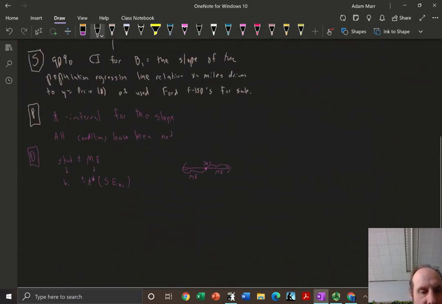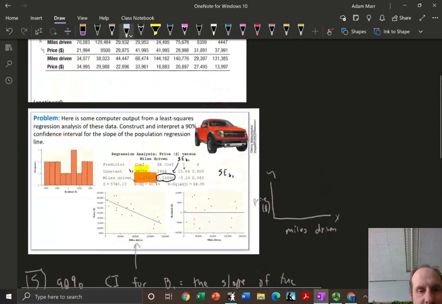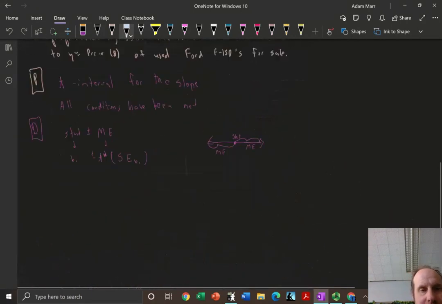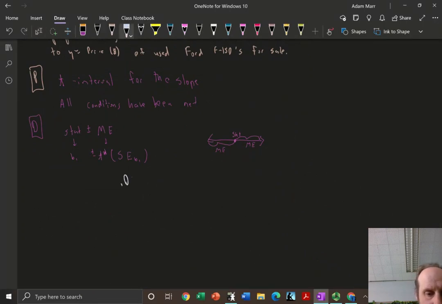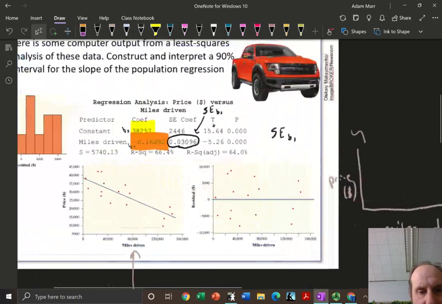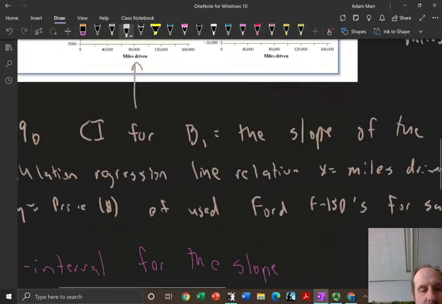So let's fill in what we have so far. We know the standard error of the slope, as I just circled over there, is 0.03096. T star we'll figure out in a second. And b sub 1 is the actual slope, and that's right there, what I highlighted in orange. Sorry, you can hardly see it. It's right there. It's negative 0.16292.